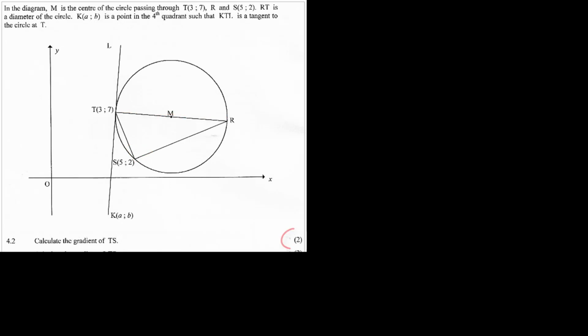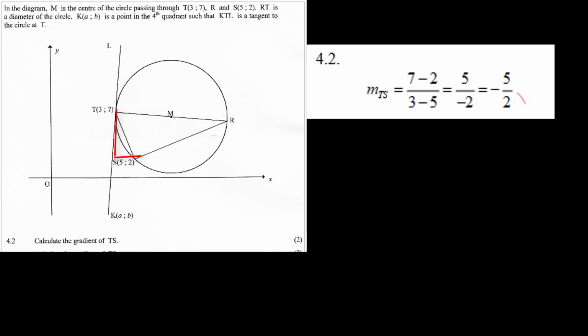Question 4.2. For 2 marks, calculate the gradient of TS. The gradient is rise over run, or 7 minus 2 over 3 minus 5, or 5 over minus 2, or minus 5 over 2.